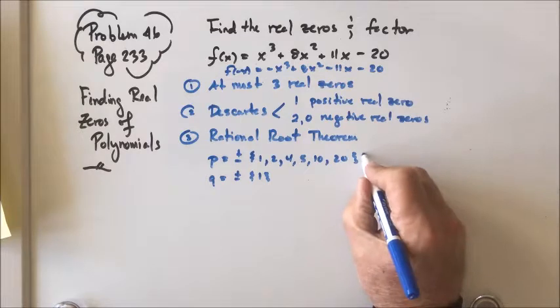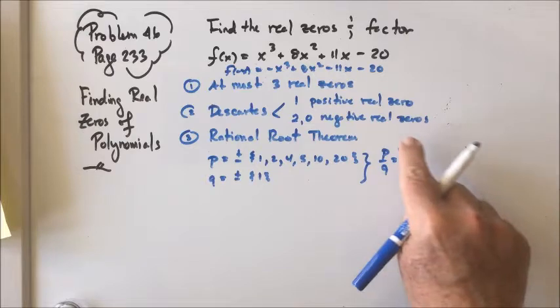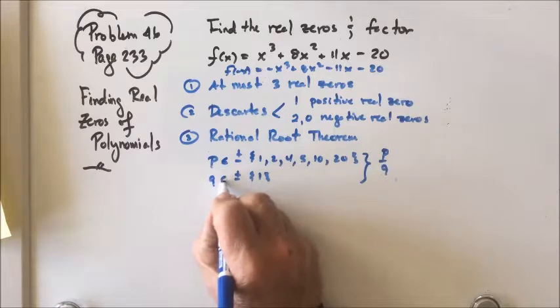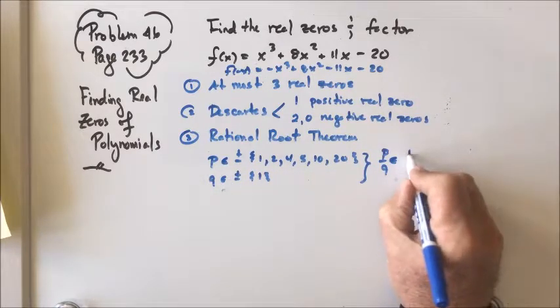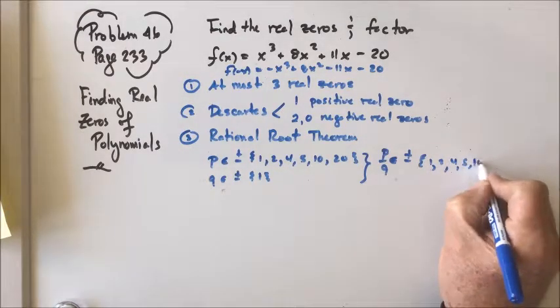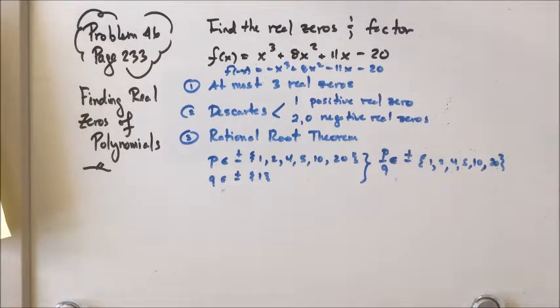And so that says that p over q is an element of the set 1, 2, 4, 5, 10, 20. I hope that didn't run off the screen. It might have. But I also hope we don't have to use 20. So at this point now, we're going to just search. If we can just grab one root out of this, we can probably find the others pretty quickly.